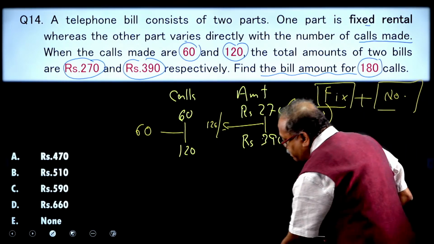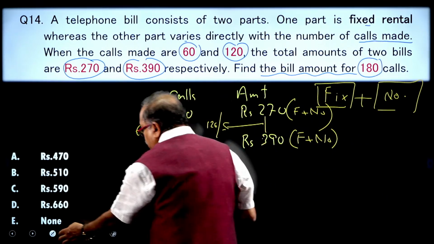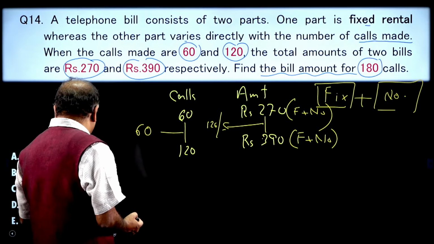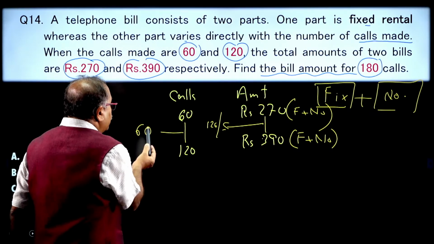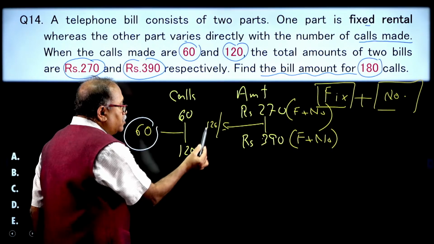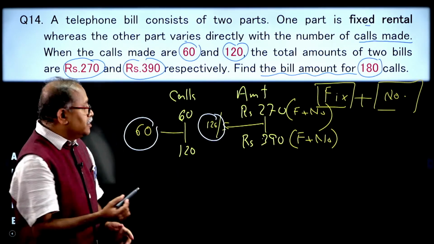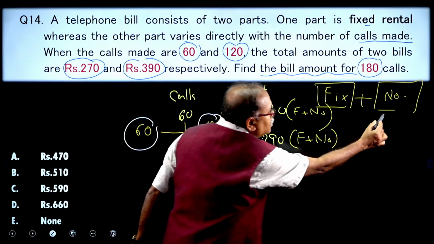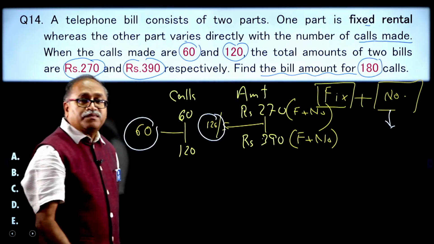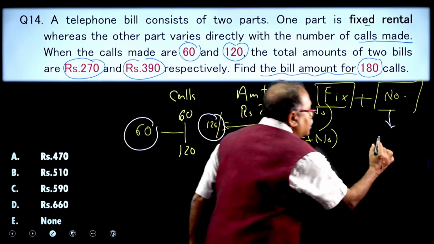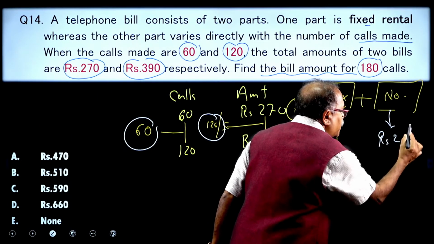So, time is up. If you have not answered the question, you are going to learn it, my dear friends. So, what is happening here? For 60 extra calls, that is 120 rupees extra you are paying. That means, what is the call rate here? The call rate is 120 divided by 60, that is rupees 2 per call.